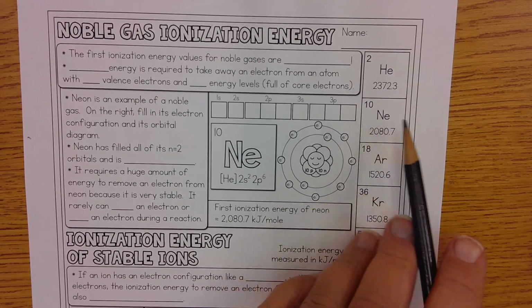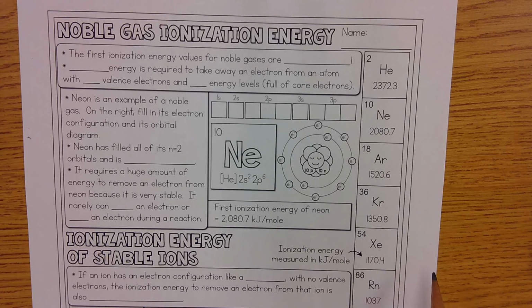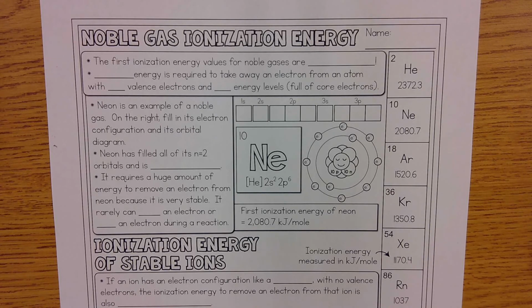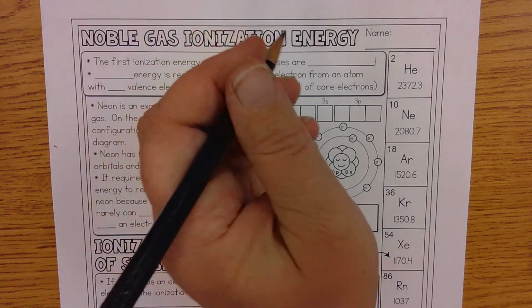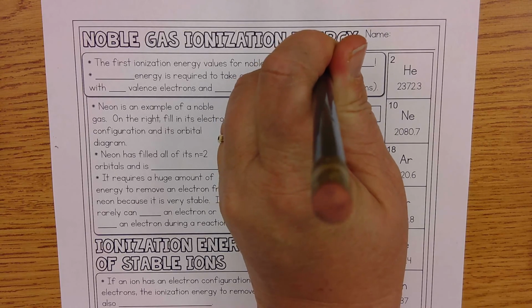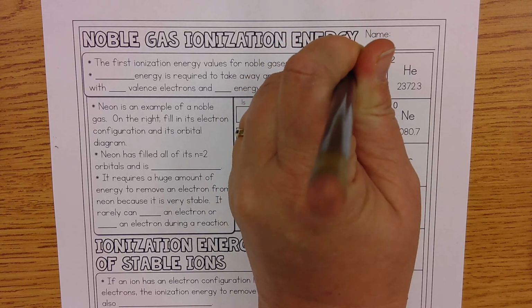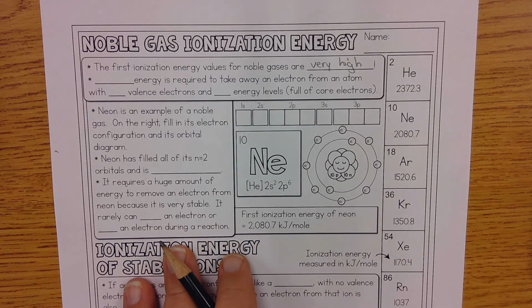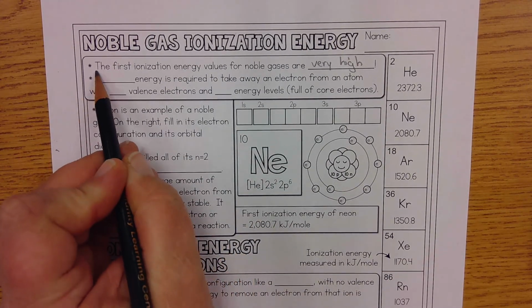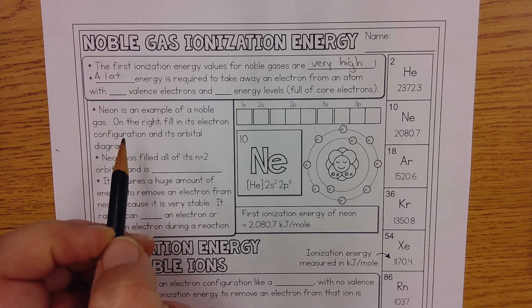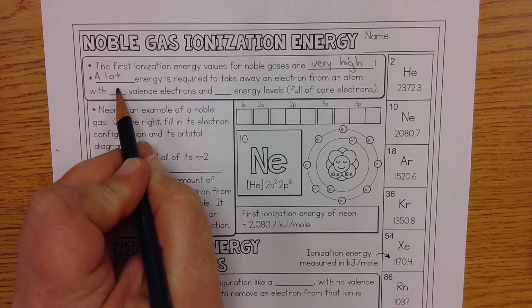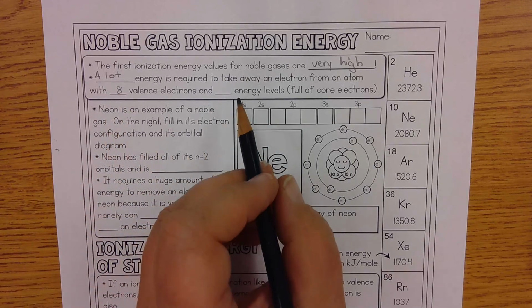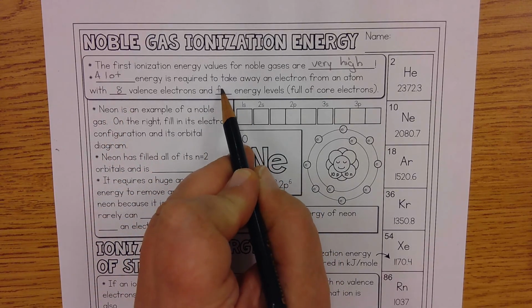So remember, the noble gases are group 18 on the very far right-hand side of the periodic table. They have a full level of valence electrons already. So we said that made them very stable, which means the ionization energy values for noble gases are extremely high. They are happy the way they are. They don't want to lose or gain any electrons. So that just means a lot of energy is required to take away an electron from an atom with 8 valence electrons and full energy levels.